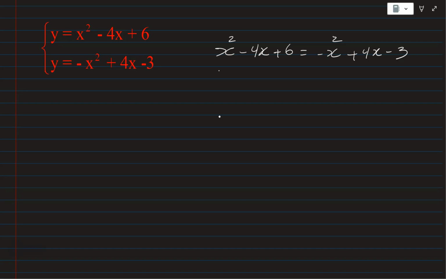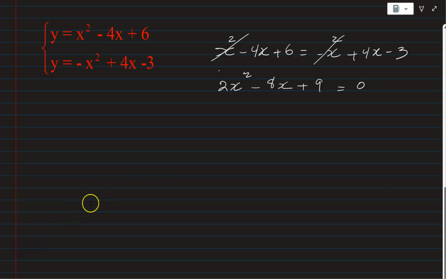When you do this, you bring all the like terms together, so 2x squared, and then we're going to bring the x's together, that would be negative 8x, and then positive 9 because you're adding 3 to both sides. Set that equal to 0.